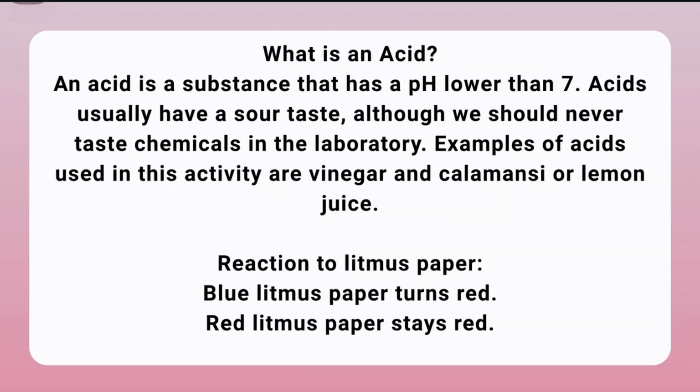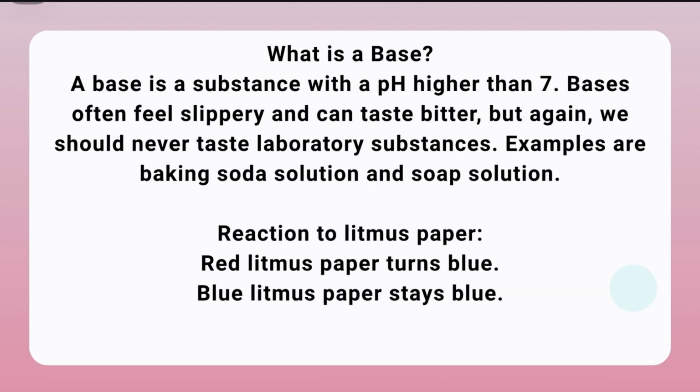First, what is an acid? When blue litmus paper is dipped into an acid, its color changes into red, and when red litmus paper is dipped into an acid solution, it stays red. What is a base? When red litmus paper is dipped into a base, it changes color into blue, and when blue litmus paper is dipped into a base solution, it remains blue.